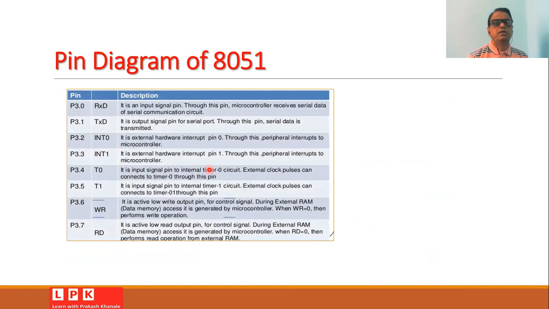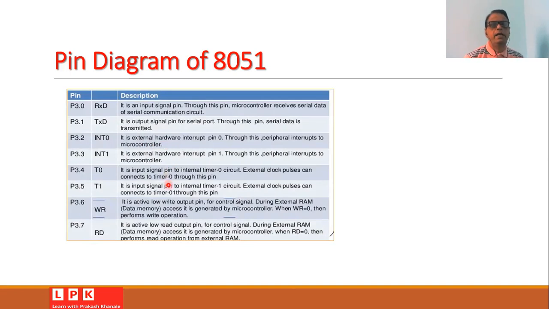Also, we have some special pins in the port, such as P3.0, which is the RxD pin. It is an input signal pin through which the microcontroller receives the serial data. TxD is where we have the serial data transmission. Then we have INT0, the external hardware interrupt pin 0, through which the peripheral interrupts the microprocessor. INT1 is also an interrupt pin, pin 1, and the interrupt to the microcontroller can be achieved through this pin.